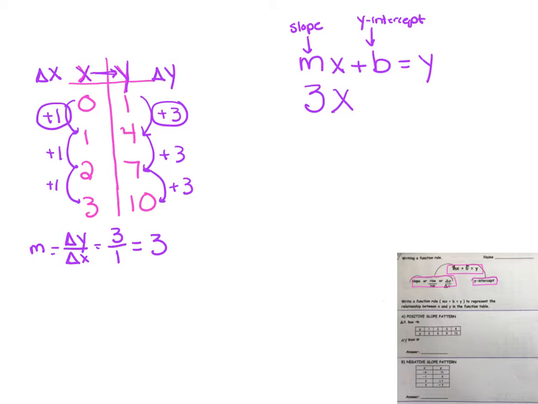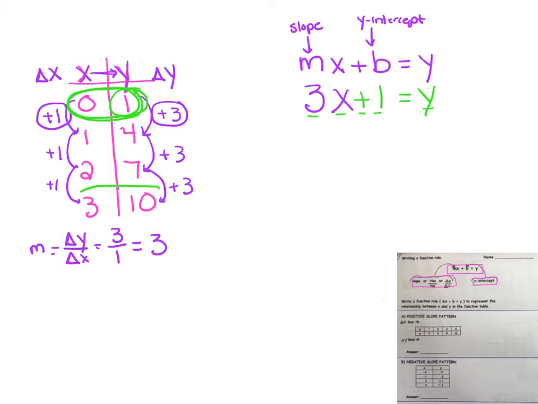But if you look closely, we've been given another wonderful clue. Right here at 0, 1, this is our y-intercept, the point where the line crosses the y-axis. So our b value is plus 1. That's how we output a y. 3 times x plus 1 equals y.